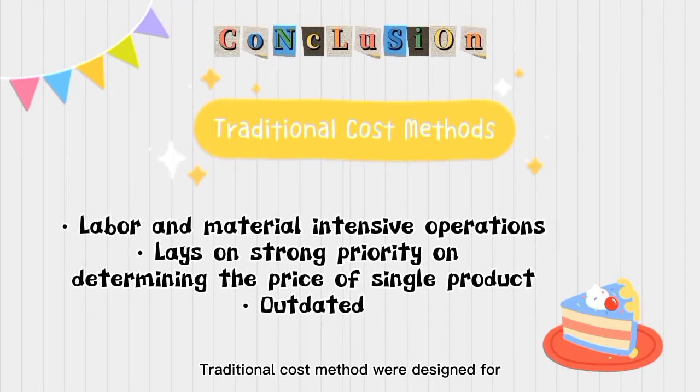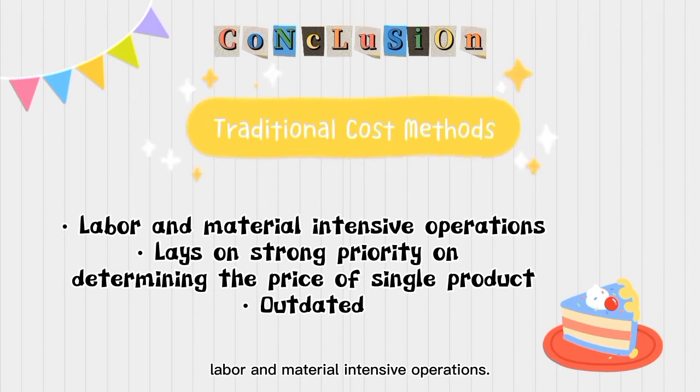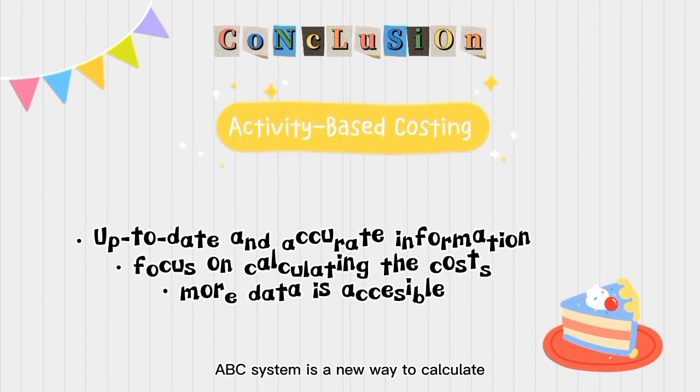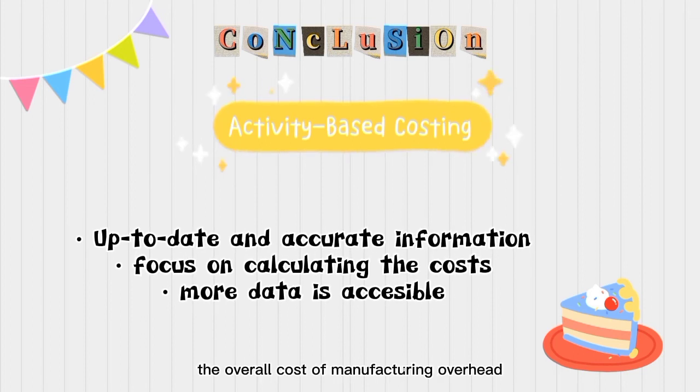Traditional cost methods were designed for labor and material-intensive operations. They lay strong priority on determining the price of a single product cost. This method is outdated. The ABC system is a new way to calculate the overall cost of manufacturing overhead by splitting overhead costs into cost centers. Among other cost factors, the ABC system approach focuses on calculating the cost of units, batches, product lines, operational procedures, clients, and suppliers. Due to the capacity to connect allocation bases with cost drivers, more detailed data is accessible to support managerial decisions.